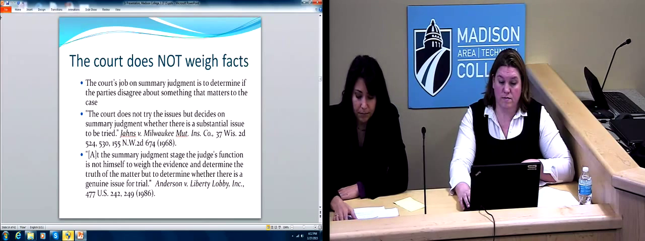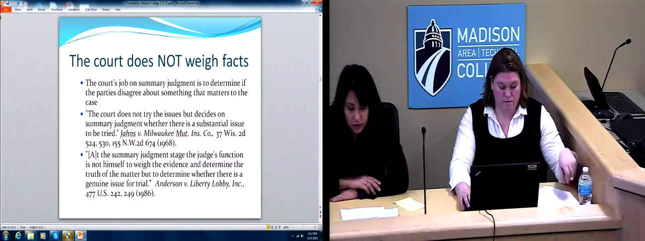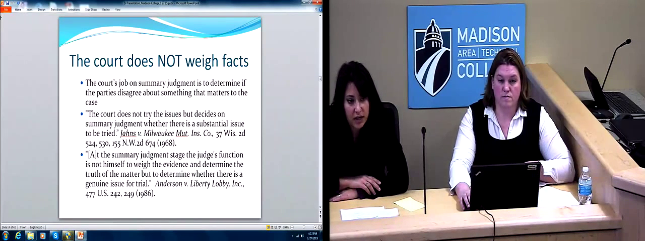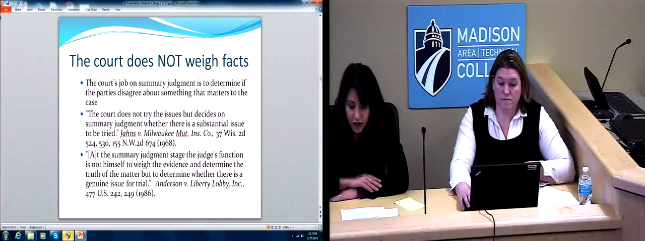So, moving on, at summary judgment, what does a court not do? The court does not weigh facts at summary judgment. The court is not the fact finder, and that is critical when preparing a summary judgment motion. Issues of credibility and bias generally are never going to come into play on summary judgment. The court's job on summary judgment is to determine if the parties disagree about something that matters to the case.